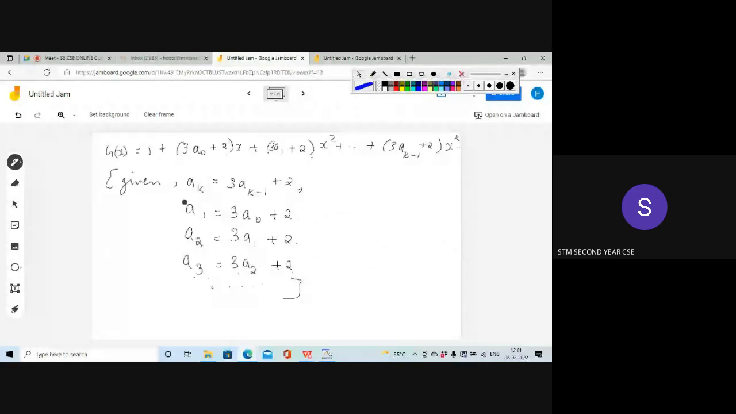A0 is given to us, then a1 is obtained by substituting k equal to 1, and you will get 3a0 plus 2. So write it here. Then next, put k equal to 2 in the given equation, you will get a2, that is 3 into a1 plus 2, you write it here instead of a2. And for the next term a3, put k equal to 3, and you will get 3a2 plus 2, and so on. You get a series like this.